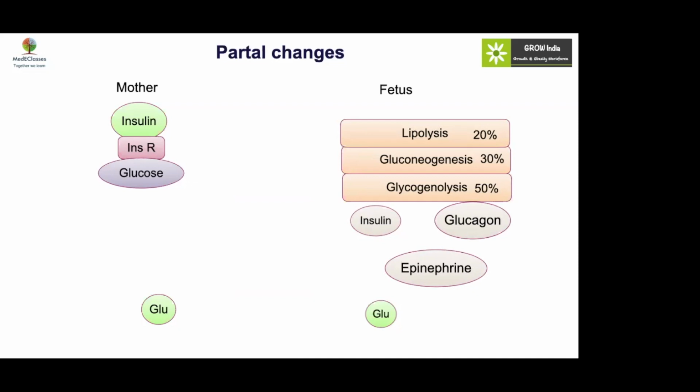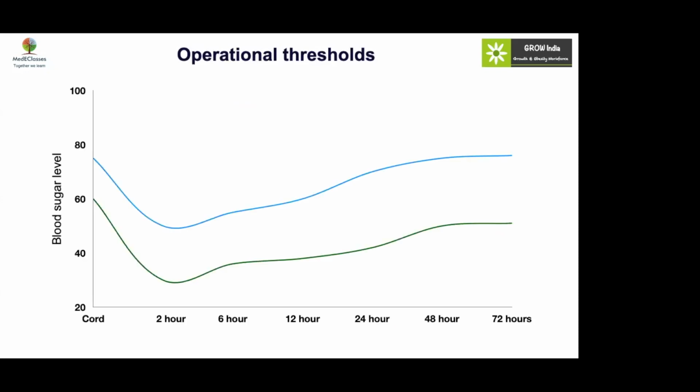Do not look at blood ketones in that perspective. They will always be low in the first day of life, and you of course have the GLUT1 expression. Because of all these problems, you will have a typical graph as far as glucose is concerned. So you expect glucose levels to fall, with the lowest level by 2 hours, and then they should become normal by around 48 to 72 hours.